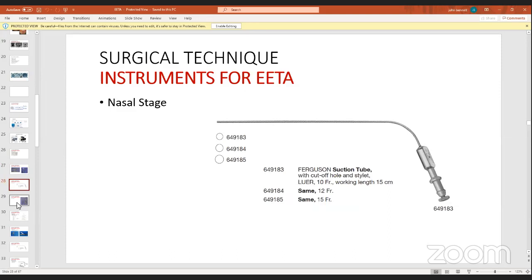Okay, so as I said, the elevator, the rongeur, and the suction cannula are those that you will use on the nasal stage. On the nasal stage, when you get into the nose, before going to the sphenoid sinus, these are the core instruments that you will use. And here are some dimensions that you can just memorize.